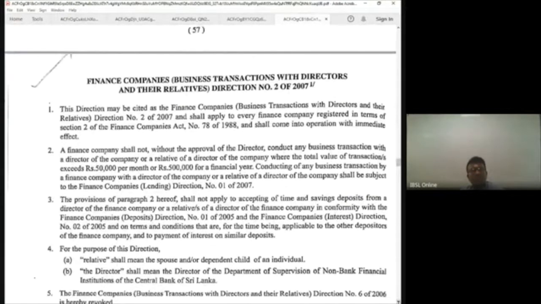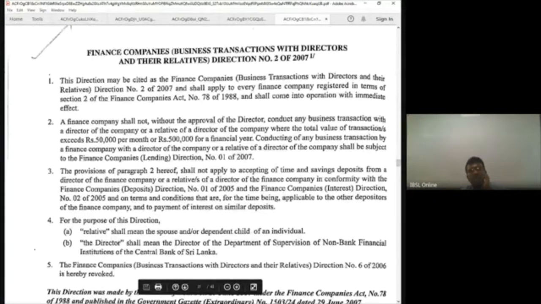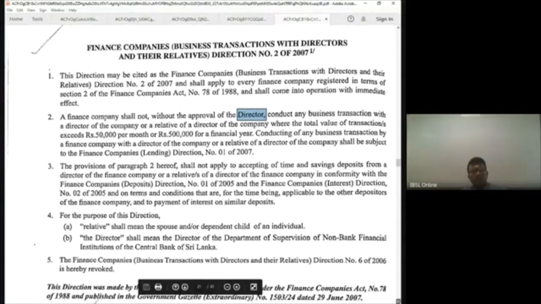Transactions with directors. A finance company shall not, without approval of the director, conduct any business transaction with a relative of a director where the total value exceeds 50,000 per month or 500,000 per annum, right? And for this purpose, a relative shall mean a spouse or dependent child of an individual. So a finance company cannot do any business transaction with a relative of a director which is more than 50,000 per month or 500,000 per annum without prior approval from the director of the monetary board, NBFI sector.